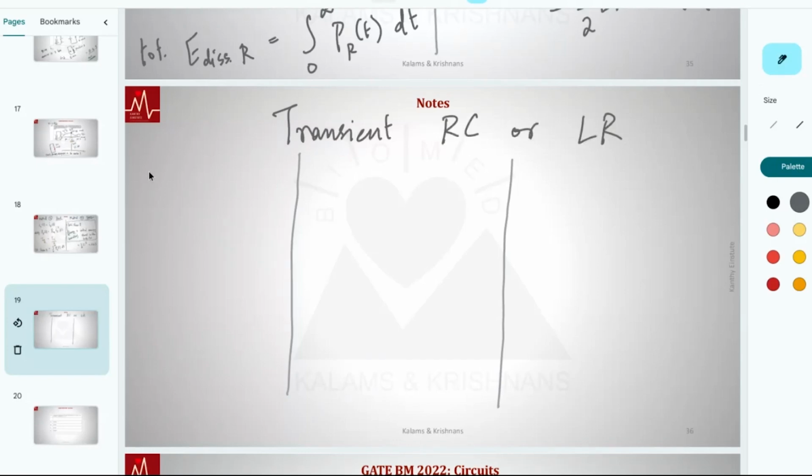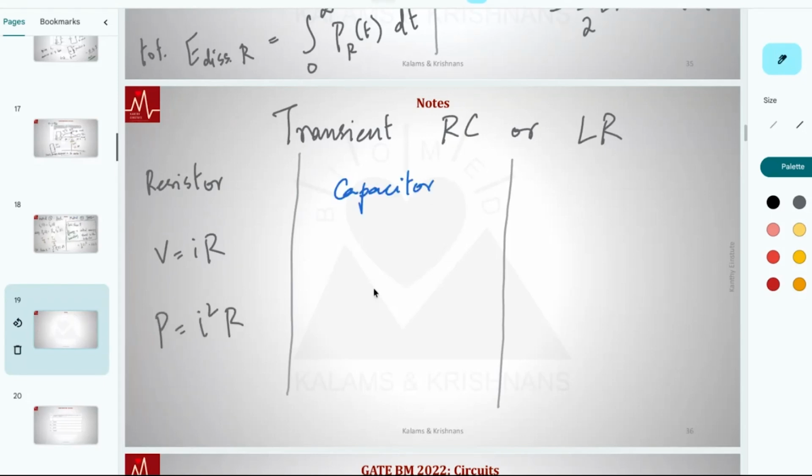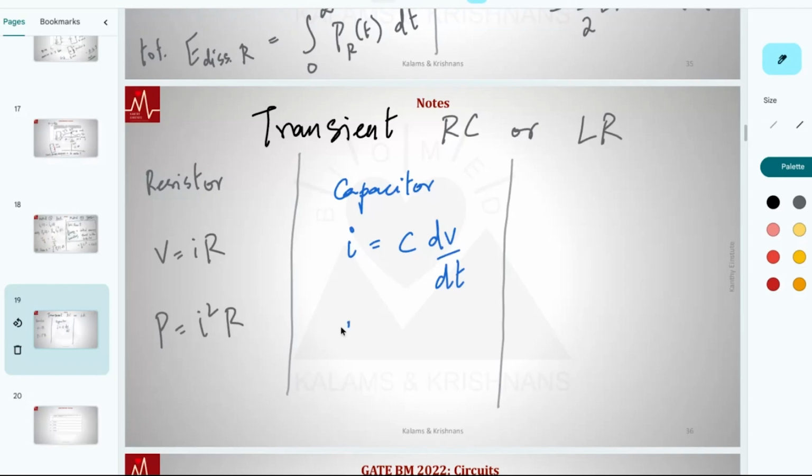Okay, you have a resistor. I have V is IR. This is not transient. And then P is I squared R. For the capacitor, all you need to know as far as the transient is concerned is I equals C dV by dt, and then energy is half C V squared. Perhaps one more thing that I would add, tau is R C. You may have to do an R equivalent or a C equivalent.